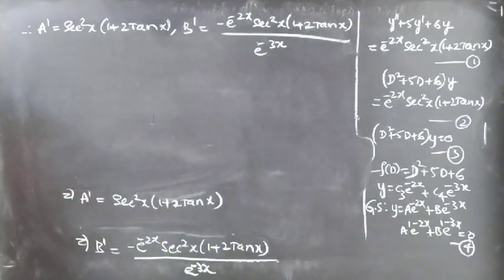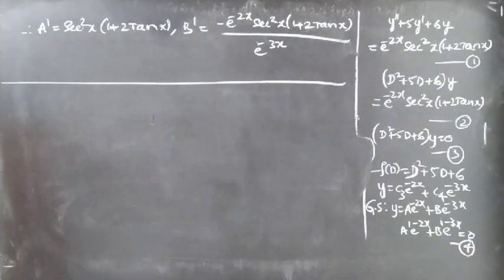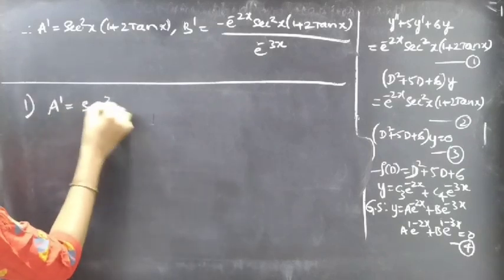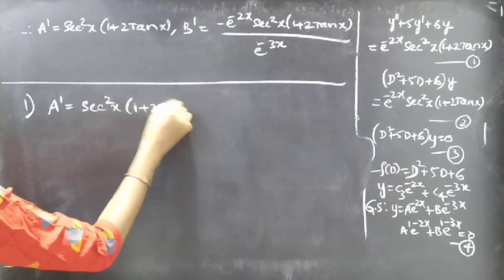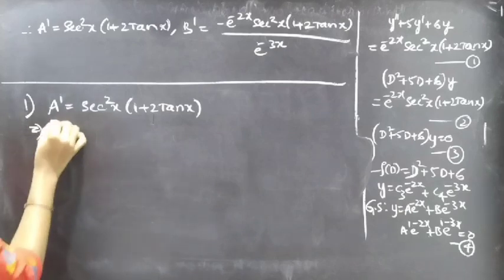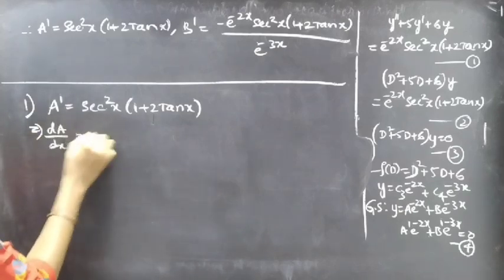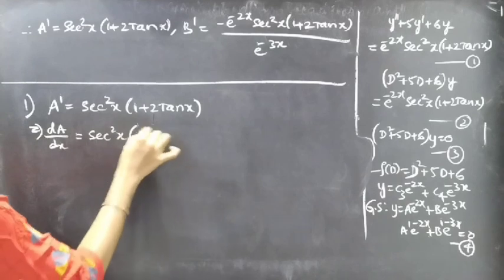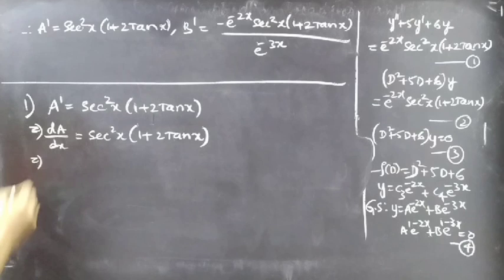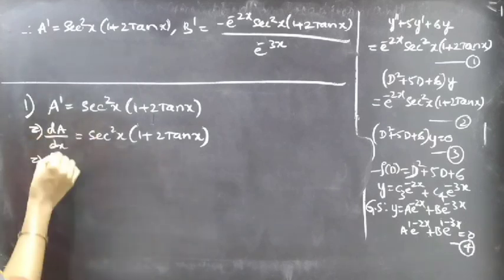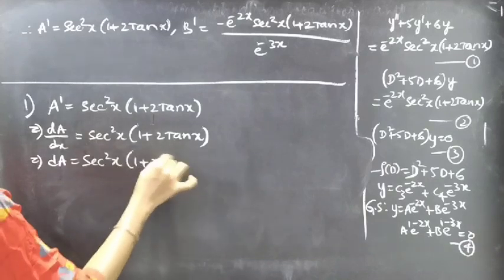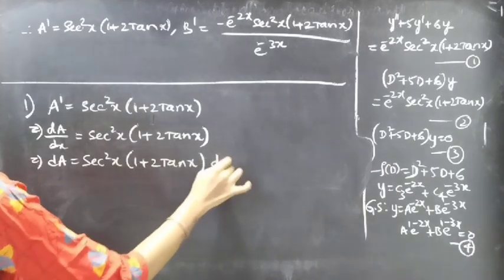Let's find a and b. We have a dash equals to secant square x of 1 plus 2 tan x, right? A dash is nothing but derivative of a with respect to x equal to secant square x of 1 plus 2 tan x. Now we need to separate the variables. In order to separate the variables, we'll take the differential dx to RHS, then we'll get dA equal to secant square x of 1 plus 2 tan x into dx, right?